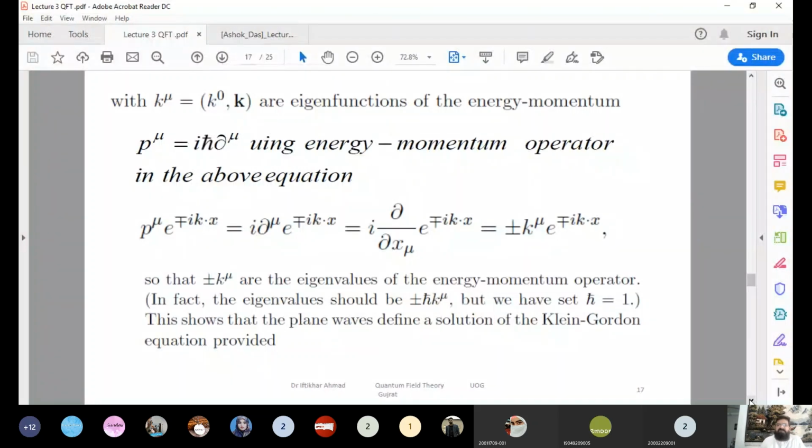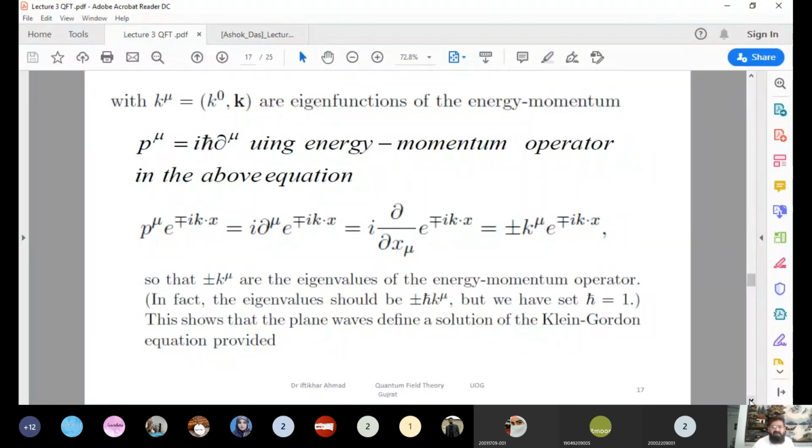are eigenfunctions of energy momentum. So we can use the energy momentum operator P_mu equal to iota h-cut partial_mu in the above equation. It means that for the Klein-Gordon equation, we can find the plane wave solution of that equation. So first we operate P_mu on phi. This is phi, okay. Phi is equal to e raised to power minus plus iota k·x.